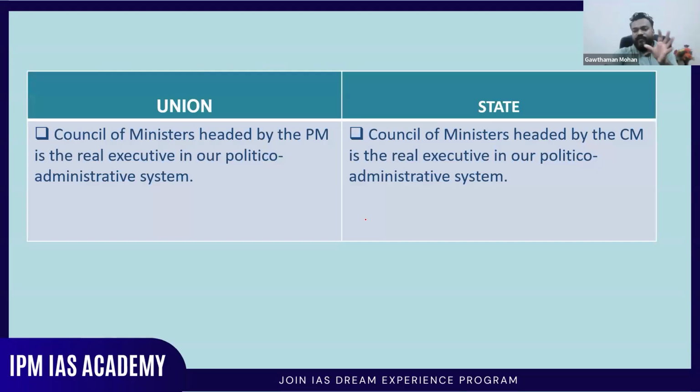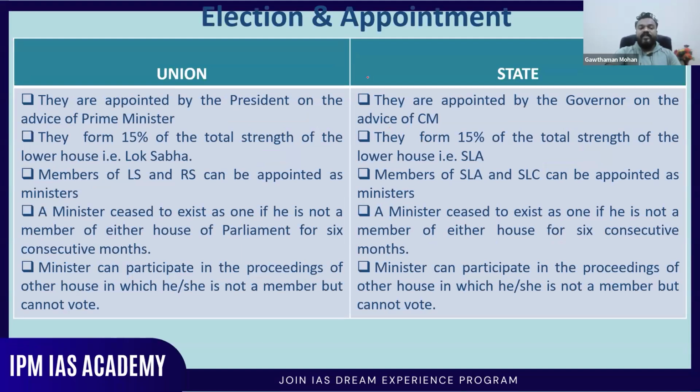Now, what is the difference between Union and the State Council of Ministers? The Council of Ministers headed by the Prime Minister is the real executive in our politico-administrative system at Union level, and the Council of Ministers headed by the Chief Minister is the real executive in our politico-administrative system at the state level. Then at the Union level, they are appointed by the President on the advice of the Prime Minister, and the same applies to the state also, appointed by the Governor on the advice of the Chief Minister.